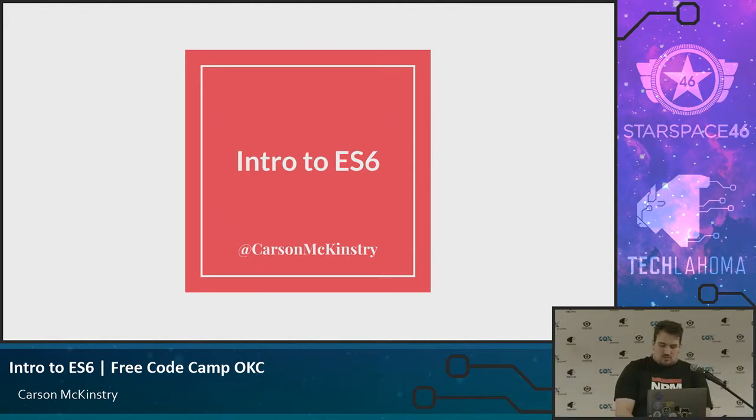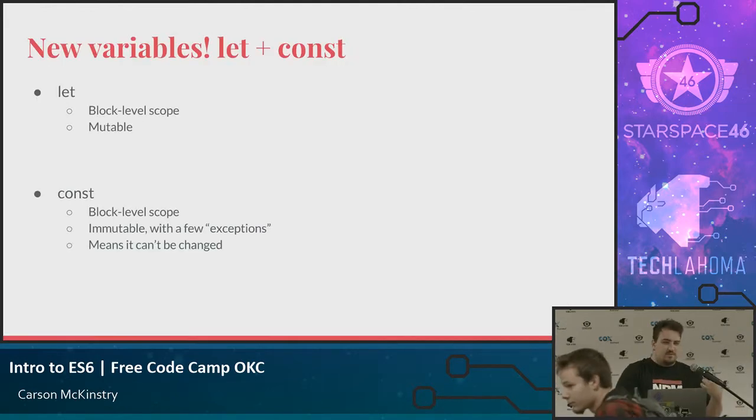Okay, so first things we're going to talk about. There are some new variable types. Normally in JavaScript you'll see var. It's technically block level scoped, and it is mutable, which literally just means that it is changeable. On the other side of things, var can also be considered globally scoped, and you can run into a lot of issues with the way that variable works.